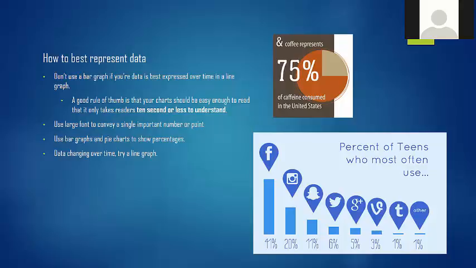So the rule of thumb is that a visual should take readers 10 seconds or less to understand. So in this case, it does. The percent of teens who most often use, and then we have all of the variety of icons. Those are social media icons. People might not know that the V stands for Vine. People might not know that that ghost is a Snapchat icon. So this might have to come with a little bit more explanation.